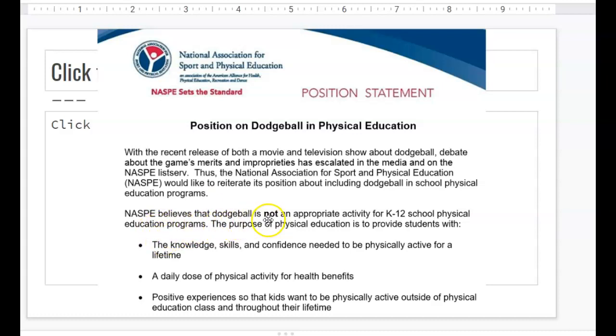NASPE believes that dodgeball is not an appropriate activity for K through 12 school physical education programs. The purpose of physical education is to provide students with the knowledge, skills, and confidence needed to be physically active for a lifetime, a daily dose of physical activity for health benefits, positive experiences so that kids want to be physically active outside of physical education class and throughout their lifetime.